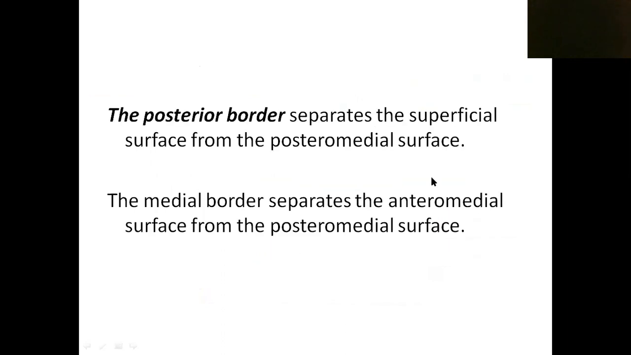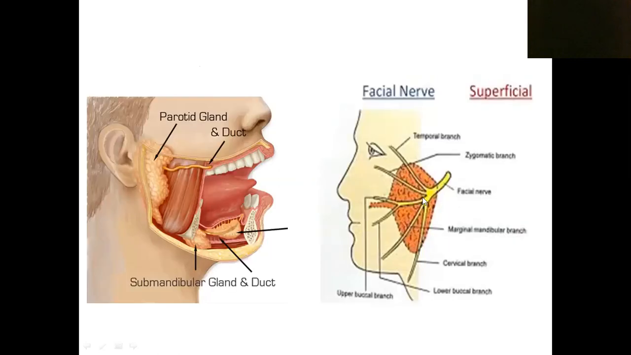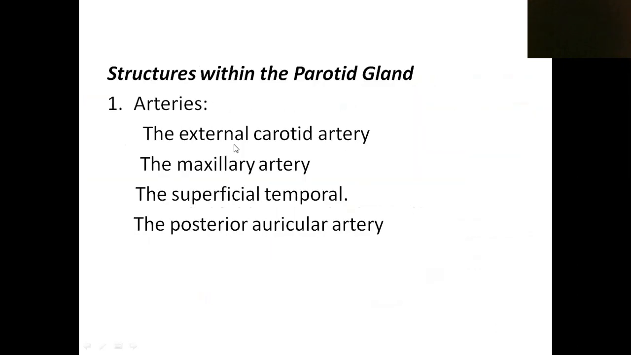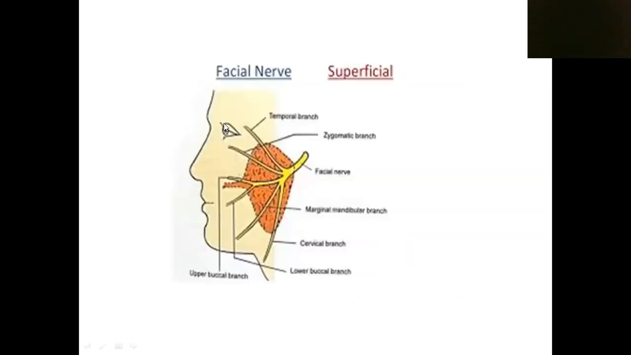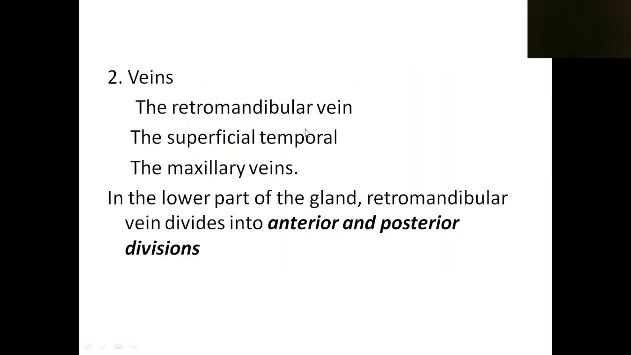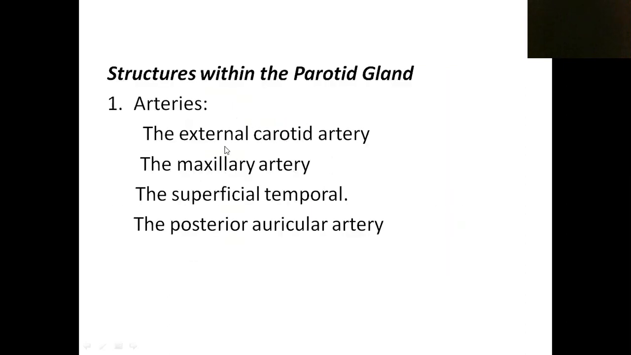I told you this nerve is seen inside the gland. In addition to this nerve, some other structures are seen inside the gland. What are they? So we are going to see what structures are seen inside the gland. Some arteries are there, then some veins are there, then one nerve is also there. We have to see the details. First one, arteries. What are the arteries?